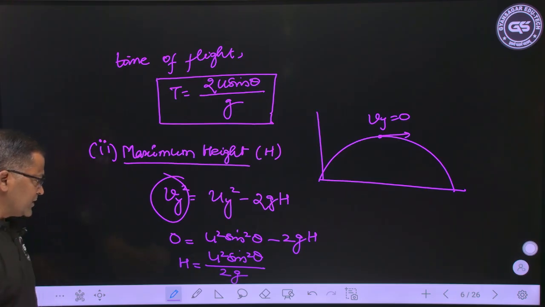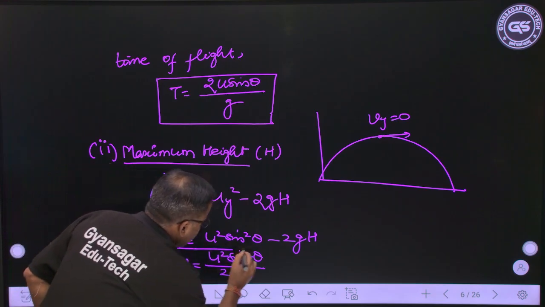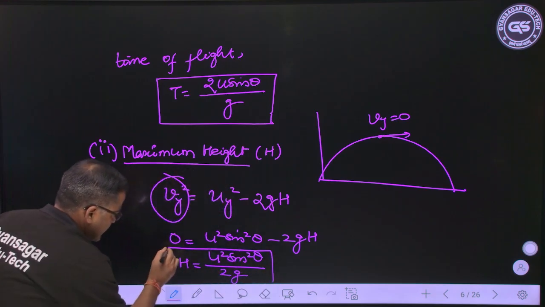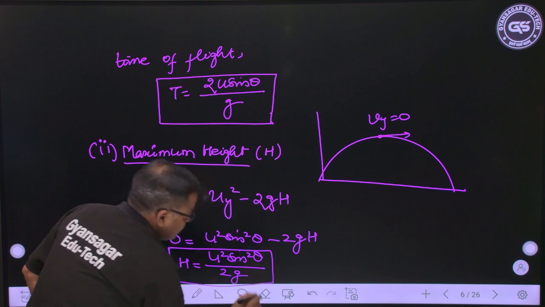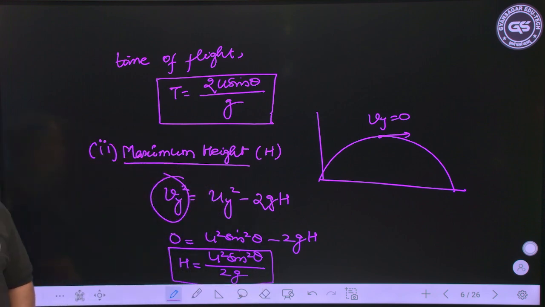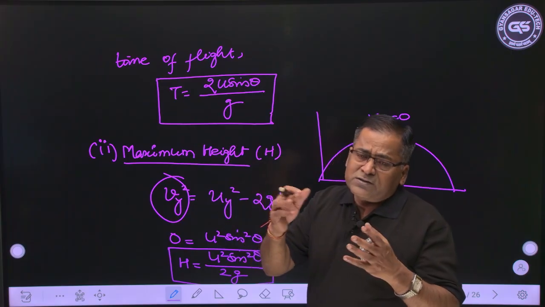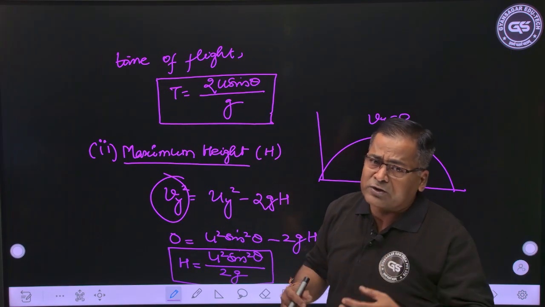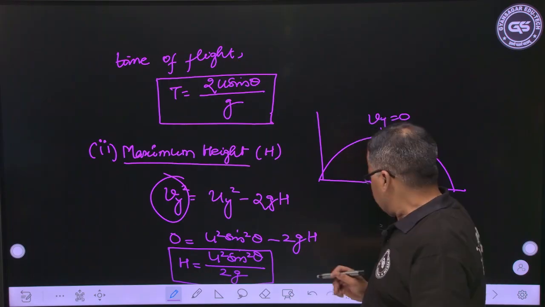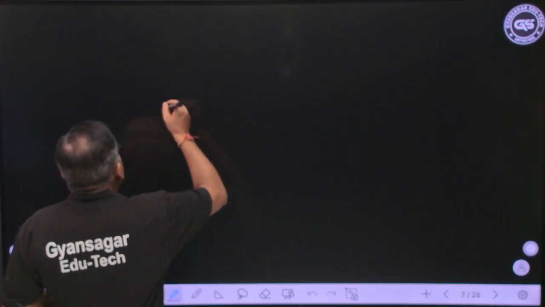So this is maximum height attained by the projectile. Now we need to find out horizontal range, the distance at which the body is falling from the point of projection. Let's find out that thing. Horizontal range.